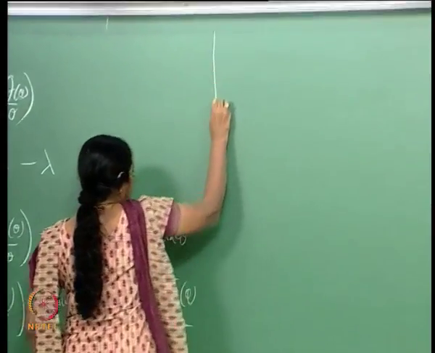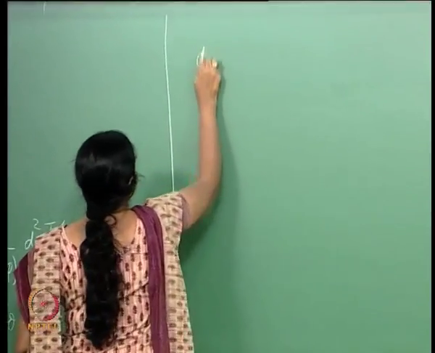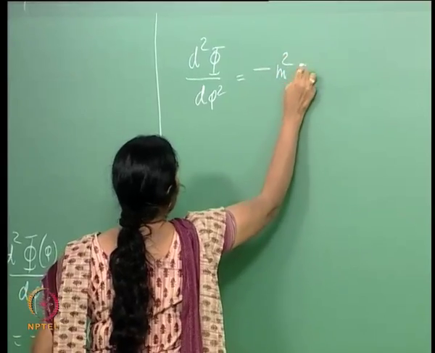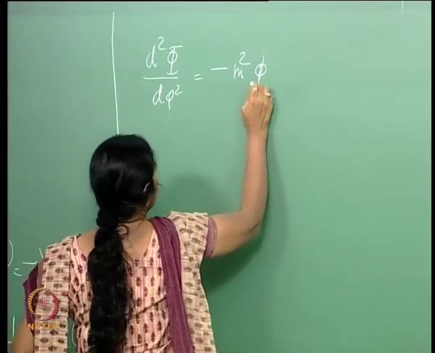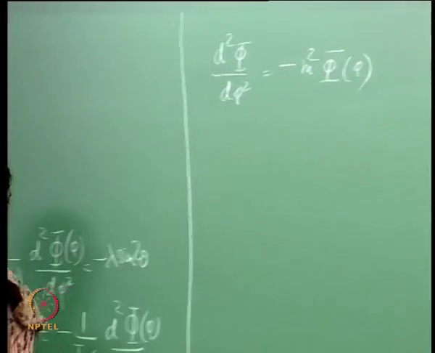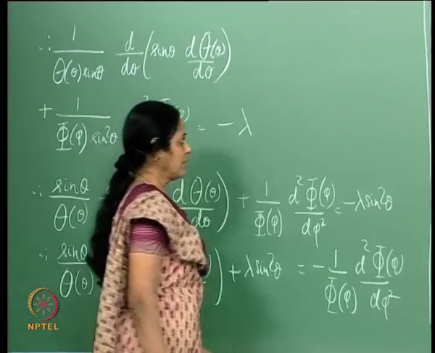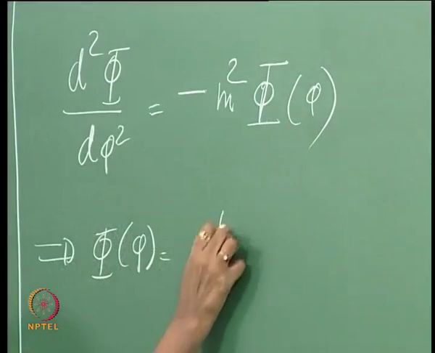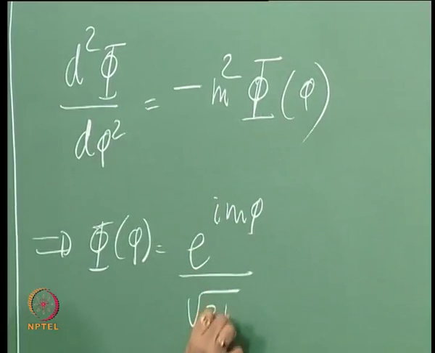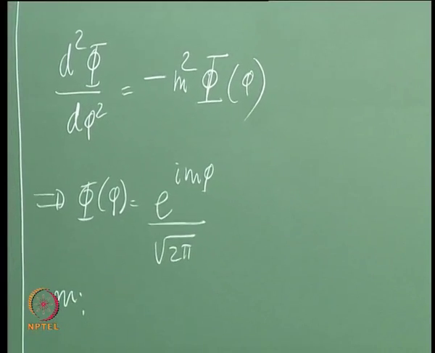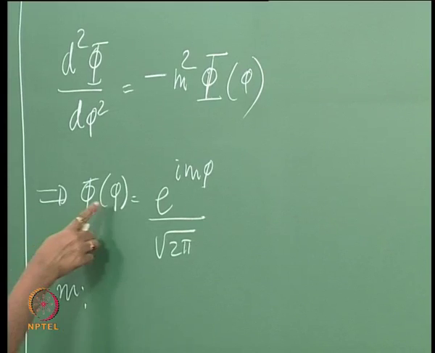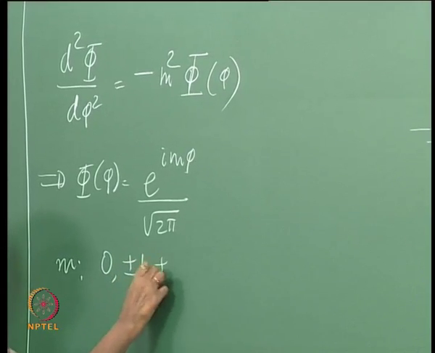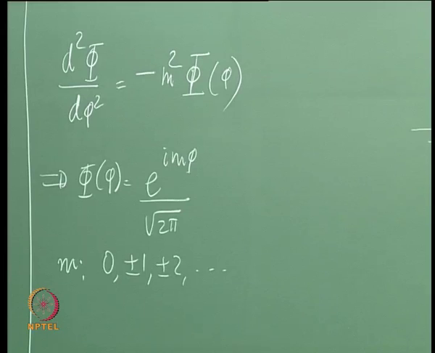And we decided therefore that d2 phi by d phi squared would be written as minus m squared phi. This gave us a solution. Phi of phi is e to the I m phi, normalized with the root of 2 pi, and also because the wave function is single valued. If phi changes by 2 pi, the wave function should not change. This restricted m to integer values.